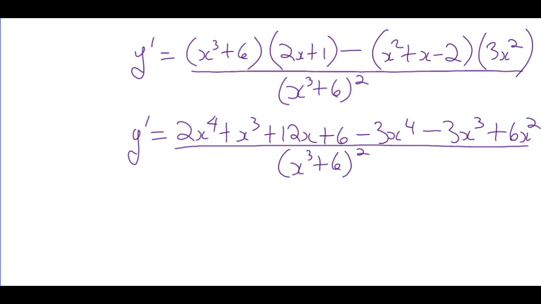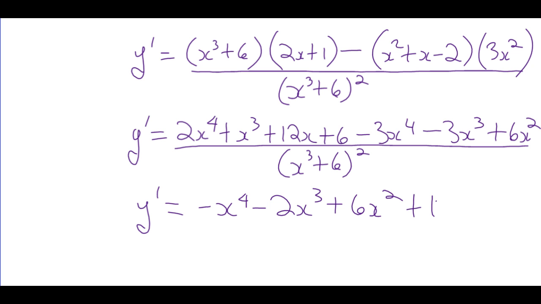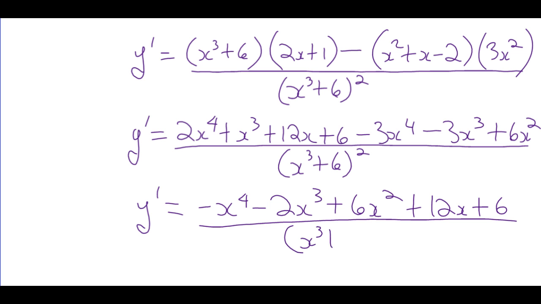All right, so what do we get? So I've got 2x to the 4th minus 3x to the 4th will be negative x to the 4th, minus 2x cubed, plus 6x squared, plus 12x, plus 6, over (x cubed plus 6) squared.